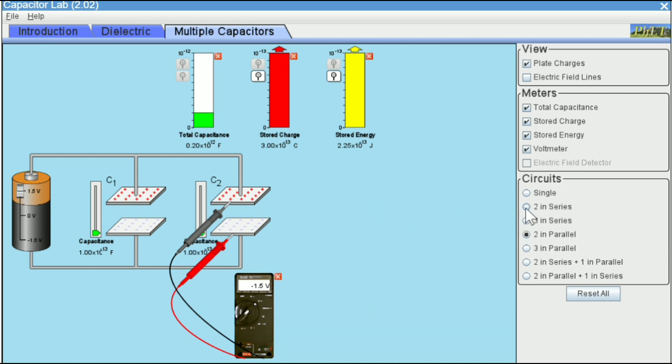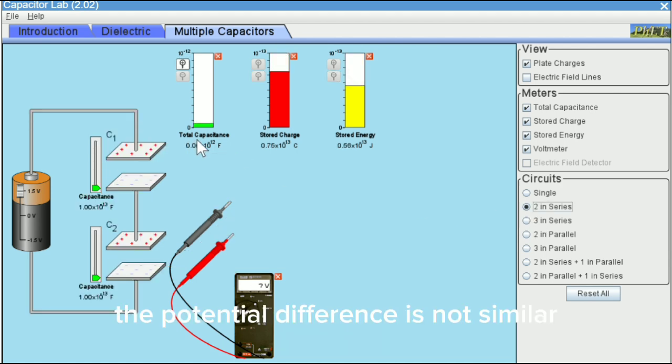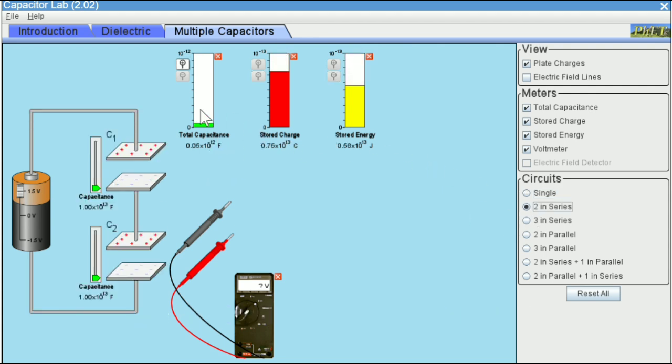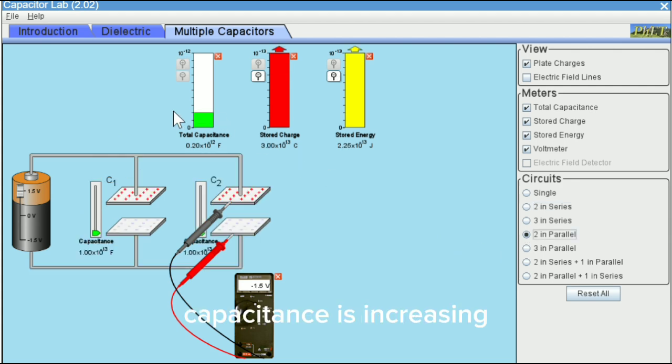This means that the capacitors in parallel have the same potential difference V across them. On the other hand, in series, the potential difference is not the same. However, the magnitude of the charge is the same on all the plates. In short, in series, the total capacitance decreases compared to the single capacitor, while in parallel, the total capacitance increases compared to the single capacitor. Let's try a sample problem.